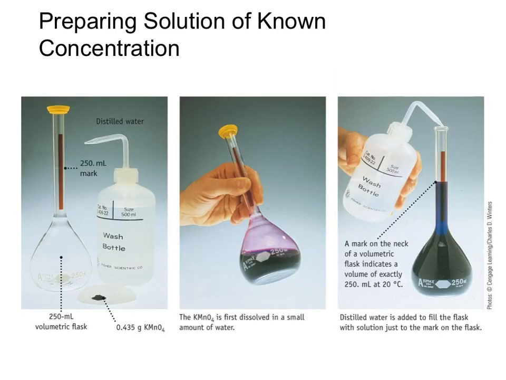One of the more common procedures in a chemistry lab is preparing a solution that has a known concentration. In order to do this, we will often use a volumetric flask. The whole purpose of a volumetric flask is simply to make solutions of a known concentration. In this case, this 250 milliliter volumetric flask will be used to make 250 milliliters of solution.